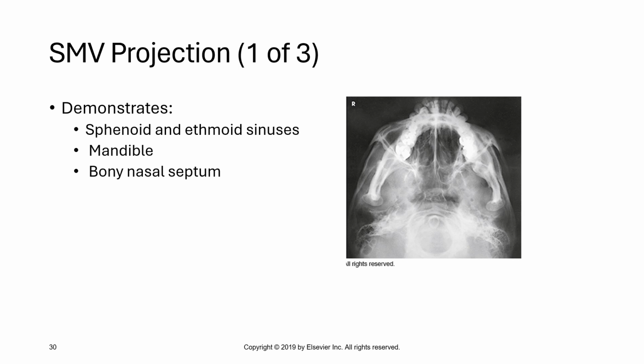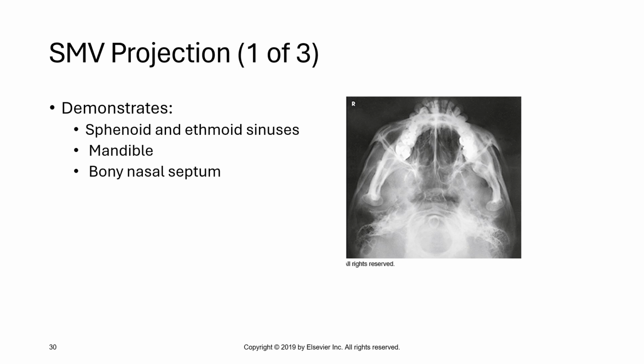Our SMV projection: submento-vertex. Submental point is the tip of the chin, so if it's a projection, it means the central ray is entering underneath the tip of the chin, and vertex is the top of the head. The central ray exits the top of the head. So you need the guy from the Reach toothbrush commercials that's got the flip top head. Your geriatric folks are definitely going to struggle with this.